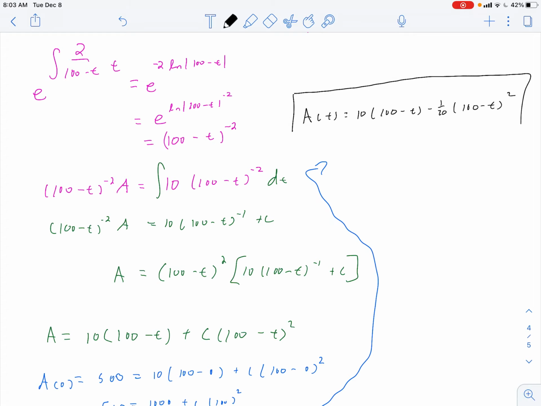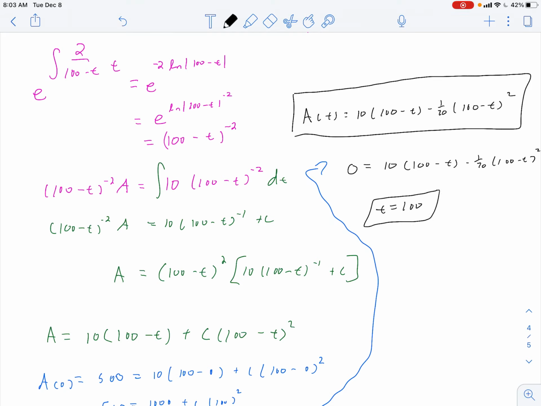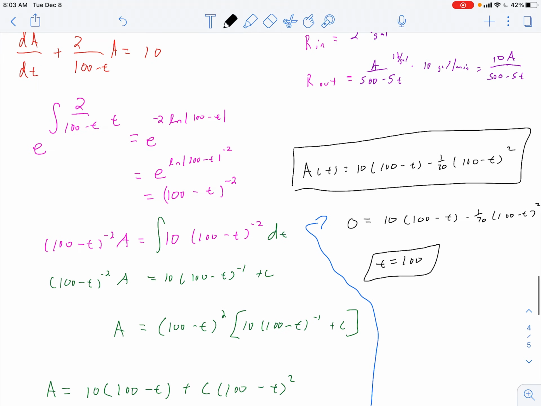All right, so we want to find out, well, when do we have 0 for our total amount? So we're going to plug in 0. So 0 is equal to 10 times 100 minus t minus 1 over 20 times 100 minus t squared. Again, you can use your graphing calculator to finish this out, or you can choose to solve for t. When we do this, we're going to get t is equal to 100. So after 100 minutes, we are going to have an empty tank. Put minutes there. And that's it.